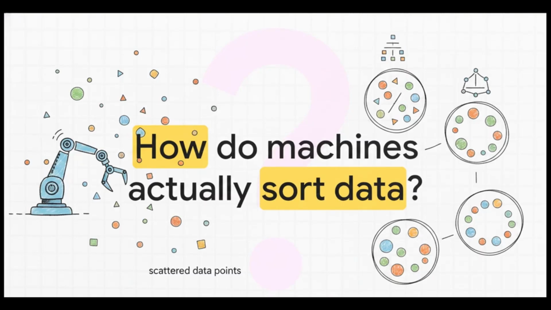Now that begs a pretty massive question, doesn't it? How do machines actually sort data? I mean, when you throw thousands of scattered data points at a computer, how on earth does it know what goes where? Well, let's quickly break down the 3 main classification methods our machine uses to get this job done.